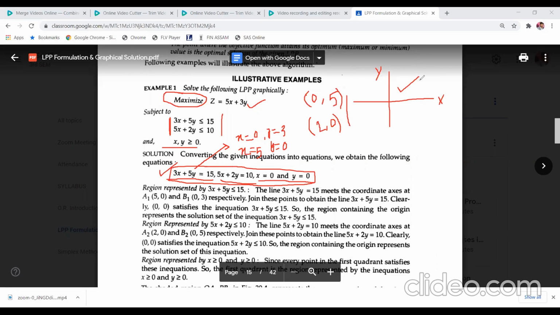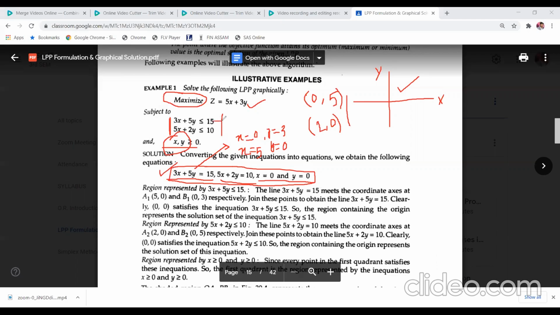And obviously, as we have already discussed in the last class, the values of x and y can never be negative. That's why you will get the solution region in the first quadrant itself. Now, next step is what? After drawing the line, what you need to check is whether the origin lies in the solution region of each inequation or not. So for that we need to put x equal to 0 and y equal to 0.